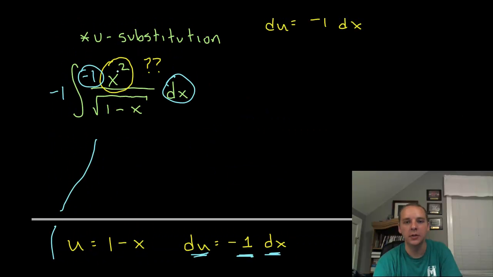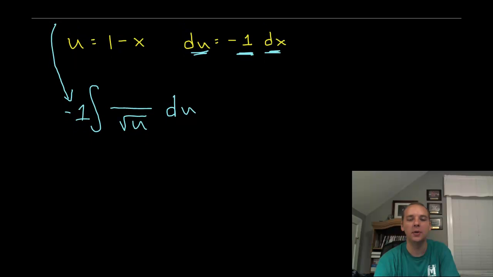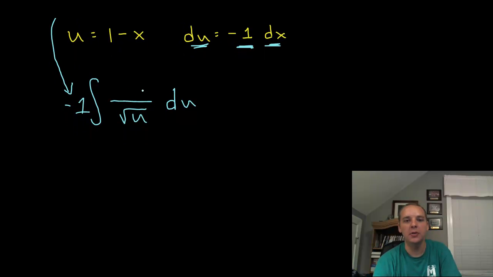Here comes probably the most difficult part of this exercise. What do we do with this x squared? Well, here's something we have to do every so often. Not all the time, but every so often. If you have another expression in terms of x that doesn't immediately fit u, you can take this equation right here and solve it for x to see what x is in terms of u. Normally we don't have to do much more than this.